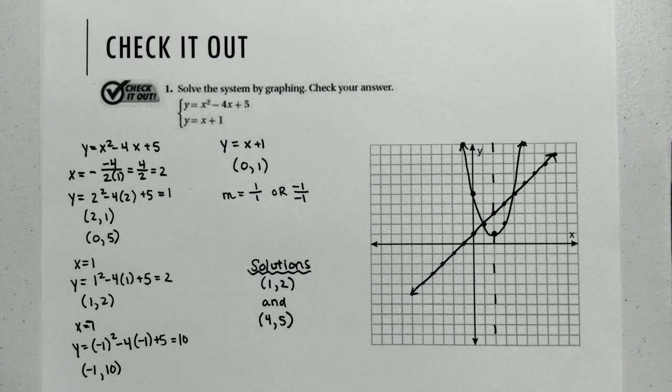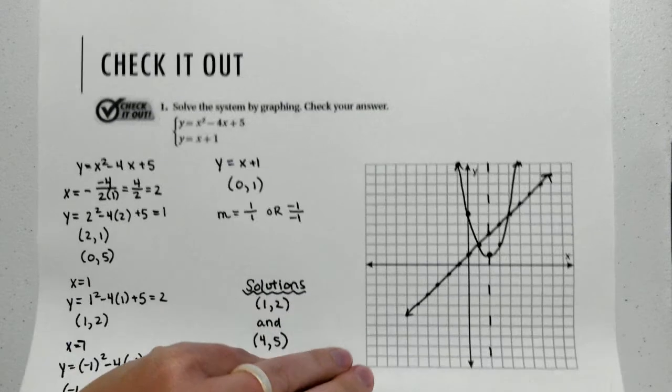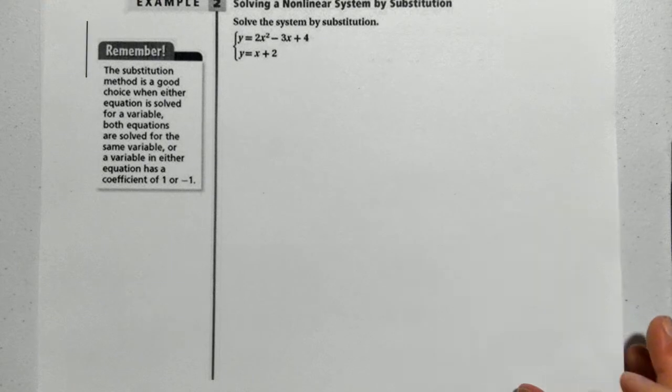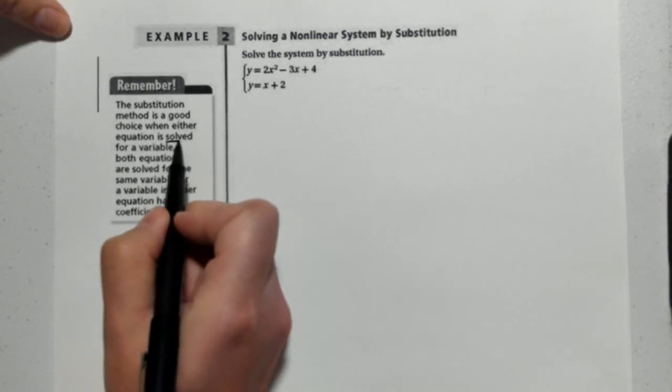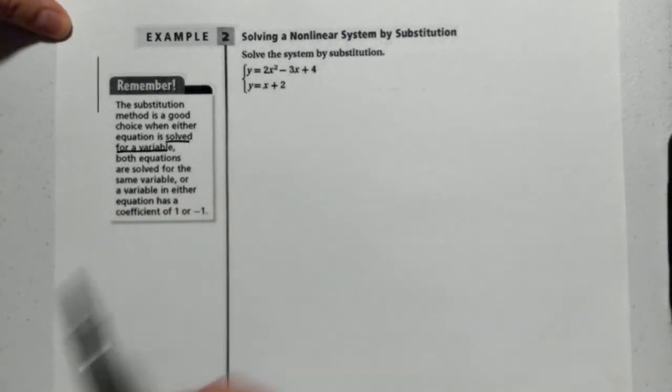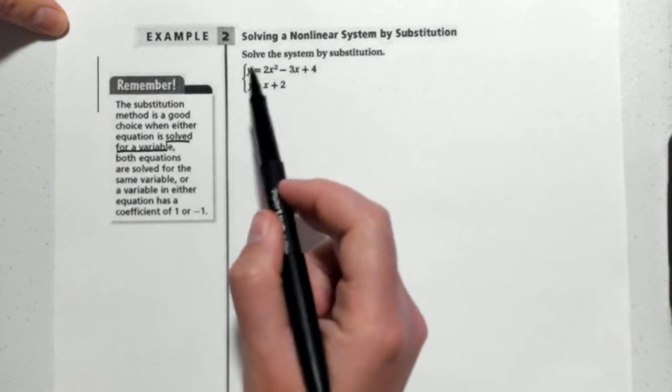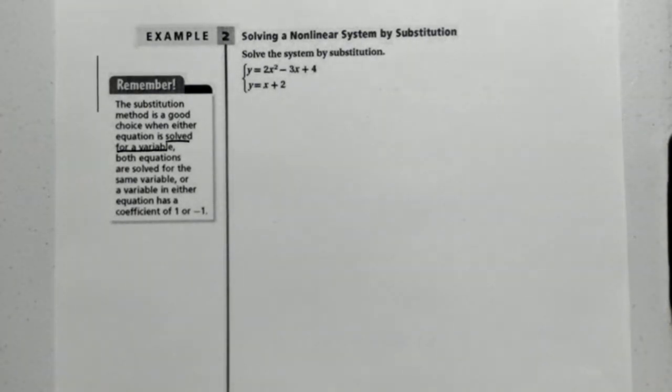So that is solving systems by graphing. The second method we're going to talk about is using substitution. So solving a nonlinear system by substitution. Remember, substitution method is good to use when either equation is solved for a variable. So that means you take what the one equation equals, replace it for that variable in the second equation.